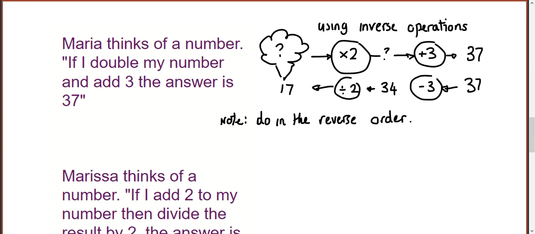One other thing just to mention here, what I've drawn would be an example of a flow diagram, or you might recognise it as function machines. So something goes in, here are the functions that are applied, times 2, then a plus 3, and the output is the 37. So you may well have seen that before.